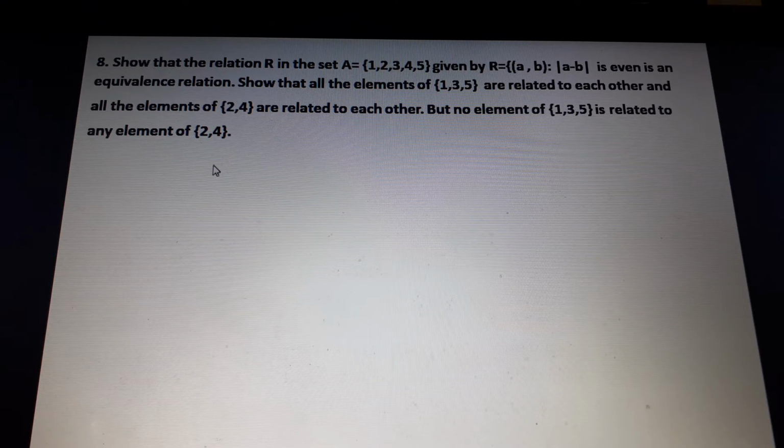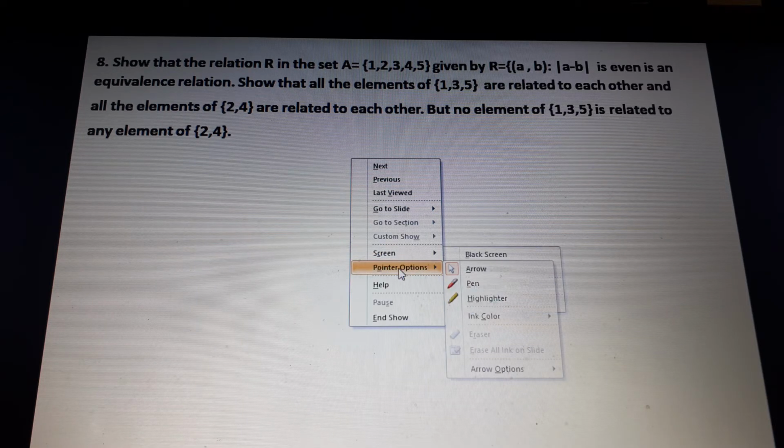So we have to prove two things. One is equivalence relation, first we have to establish. Second one is all the elements here are related to themselves. Then all the elements of this one, they are related to themselves. That is the third one. Then we have to show no element of here is related to any element of this. That means four things we have to establish here. So let us do one by one.